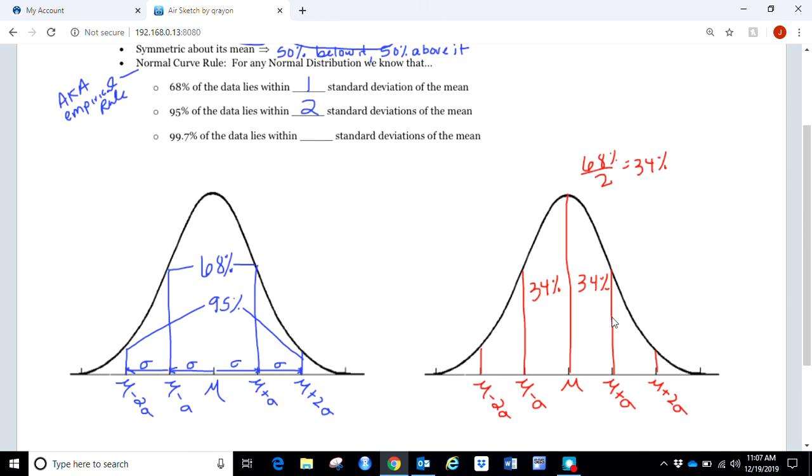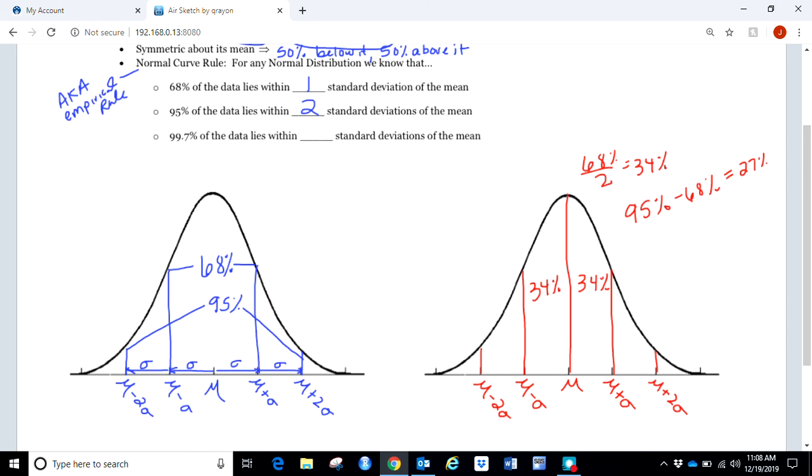All right, so let's think this through. We have 68% between here and here, right? We have 68% between here and here. I need to have 95% between here and here, but I've already put 68% on my picture. So the first thing I'm going to do is subtract off that 68% that I already have on my picture, which means I'm left with 27% that I can put in these 2 spots.